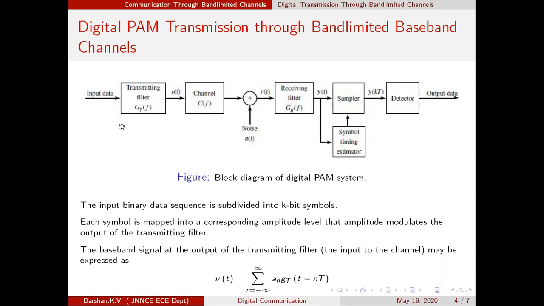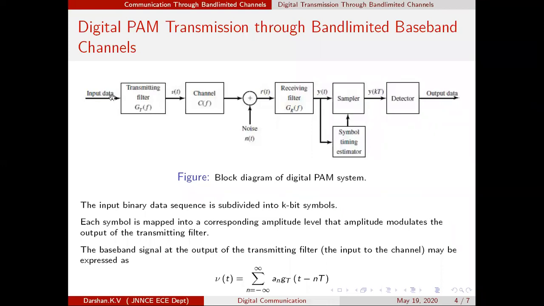What does this mean? See here, just observe this block. Here you are having the symbols or the mapped voltages, meaning 1 volt, 2 volts, like that. You have the mapped symbols. So what will this transmit filter do? This transmit filter is a pulse generator. Just carefully observe, this is a pulse generator.